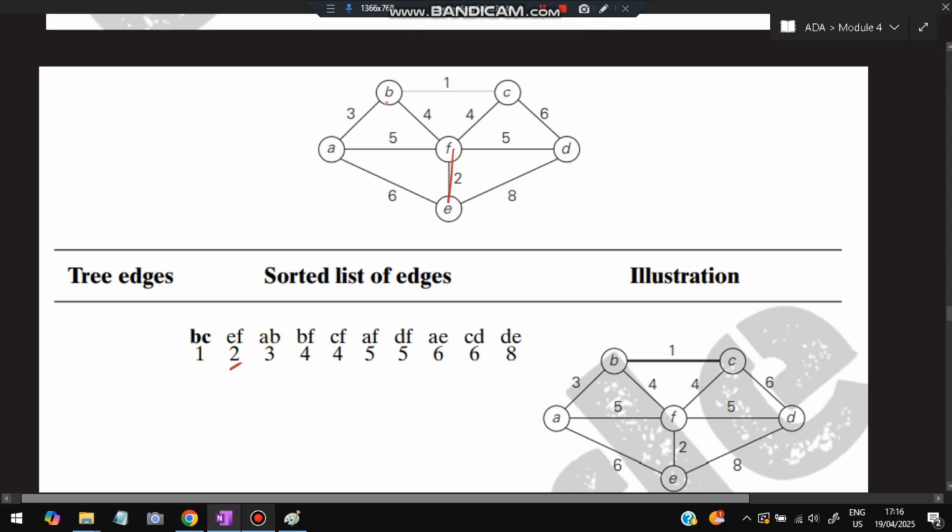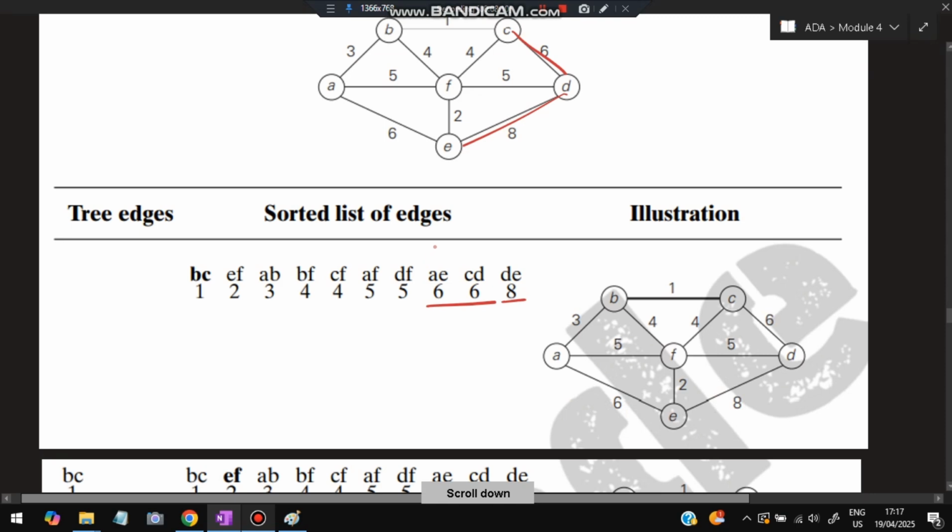Next is AB 3, and then 4. 4 is BF and CF. So BF, CF is 4, and AF is 5. FD is 5. So both I'll be writing here. And this is 6. This is 8. That I'll be writing 6 and 8. Okay, this is also 6. So we have got the sorted list.